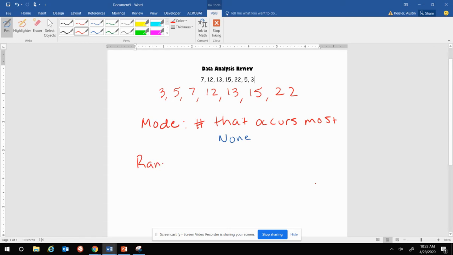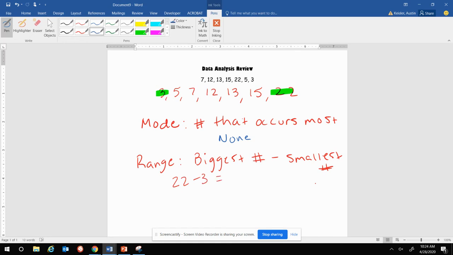Range is the next easiest one. That's the one I always do next. Is the biggest number minus the smallest. We're just finding the difference between those two. So my biggest and smallest numbers, I've got 22 and I've got 3. So all I've got to do to answer that is 22 minus 3, which equals 19. So the range of that data set would be 19.